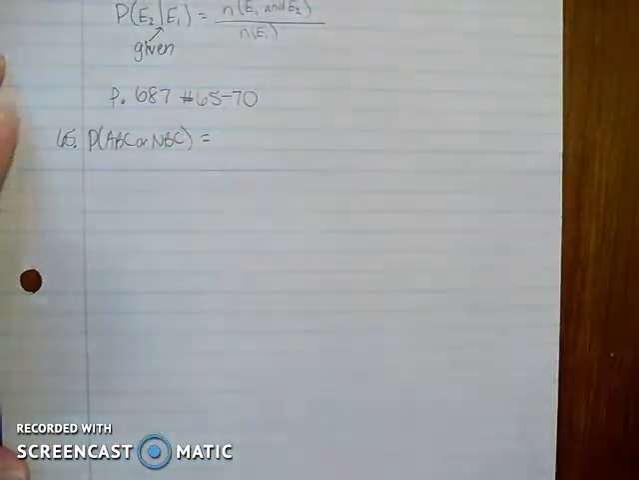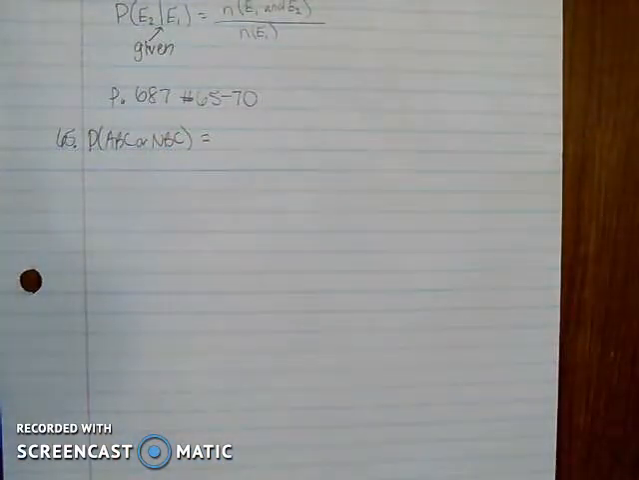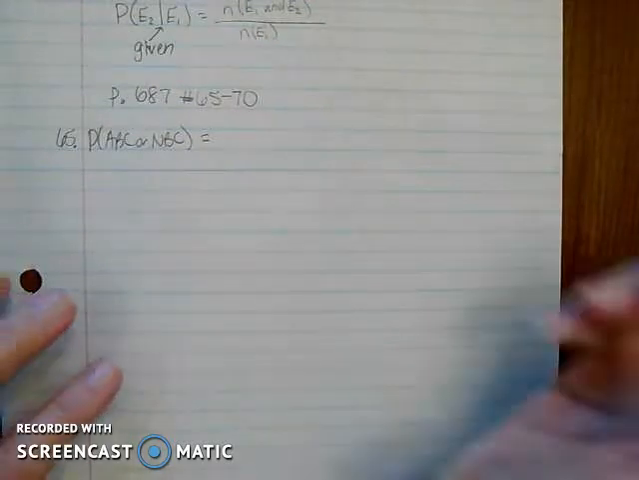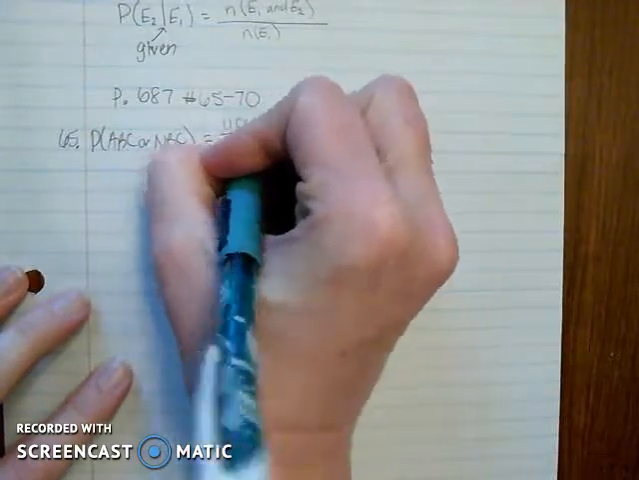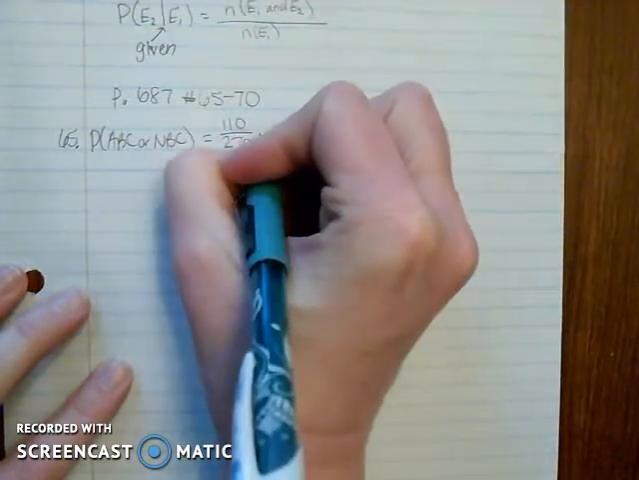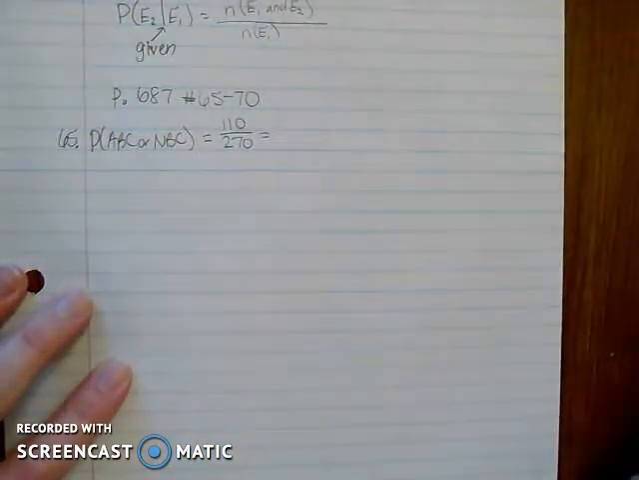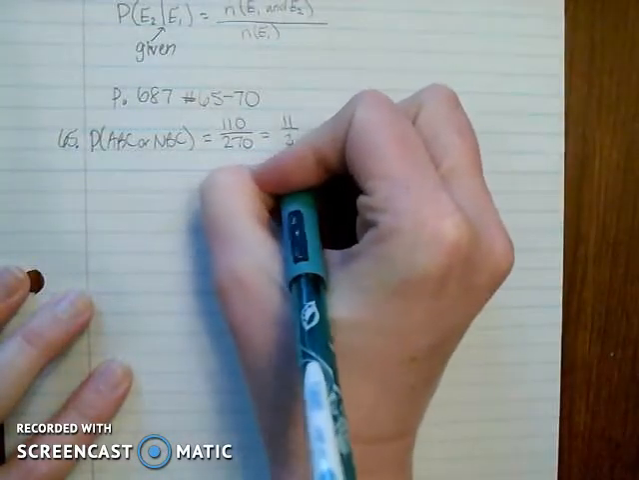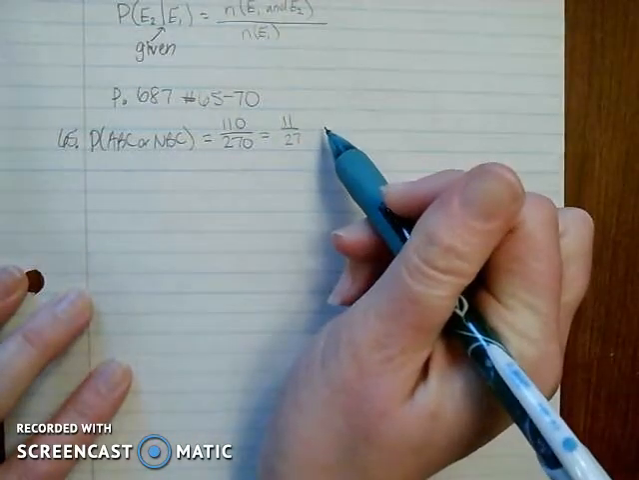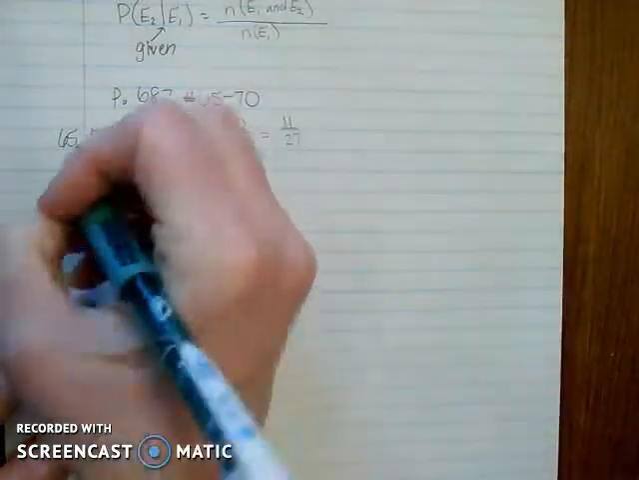So there's no condition there, just ABC or NBC. If you look at the totals, there are 80 ABC and 30 NBC, so that would be 110 total out of the 270 people that were interviewed. So that's 11 out of 27. So that's just a normal probability that is not conditional.